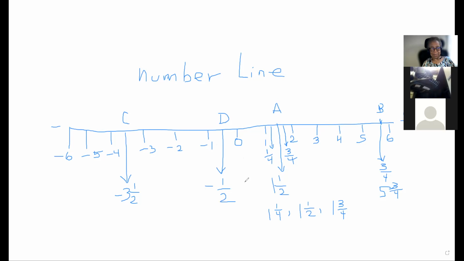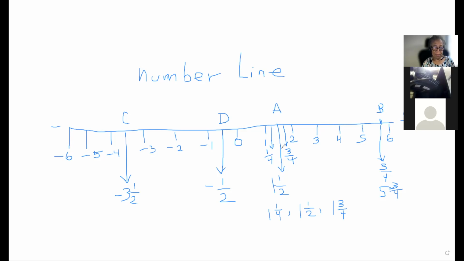Got it? So the number line helps you really understand the fractions, because between each integer, there's a fraction. And later we'll look at decimals and we can convert them to decimals, because 1/2 is 0.5.